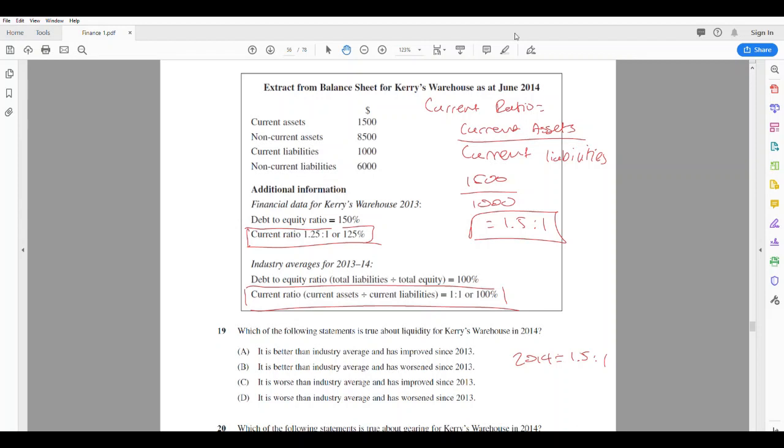Now this question is asking us, is it better than industry average or not? Now our current ratio, we want, like I said before, goal equals 2.2 to 1. I want double the amount of current assets to current liabilities. Is this better than industry average of 1 to 1? Yes. So it's better than industry average. Now let's look at our 2013 data. And that's 1.25 to 1. So it's better as well as improved. So question 19 is A.